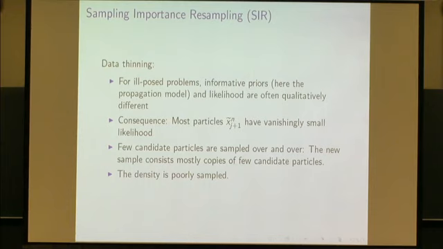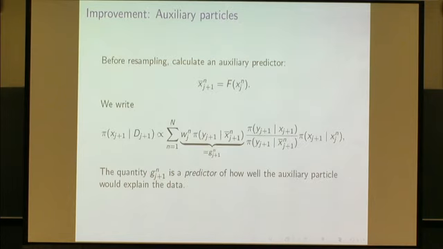And so in the end, we're going to try to make inference using a sample which consists of essentially copies of very, very few particles. So there is an impoverishment of the sample there. And therefore, the density is going to be a very poor sample. We're not saying that those which are there are bad, but they're too few.